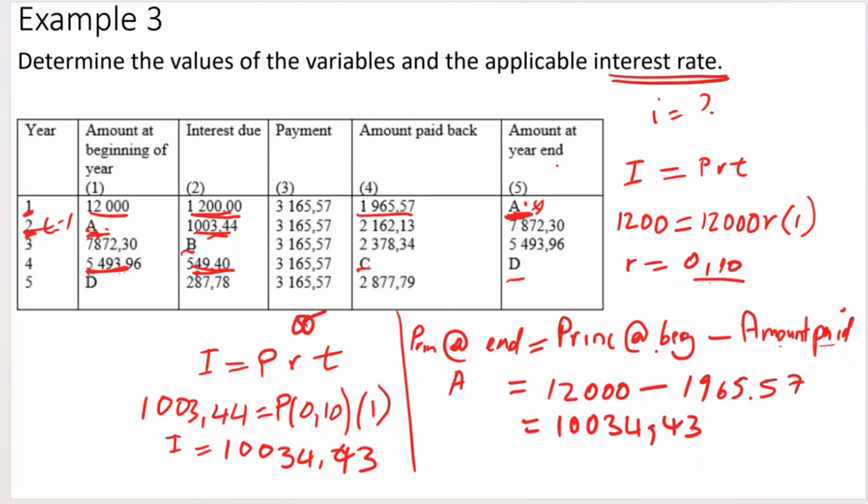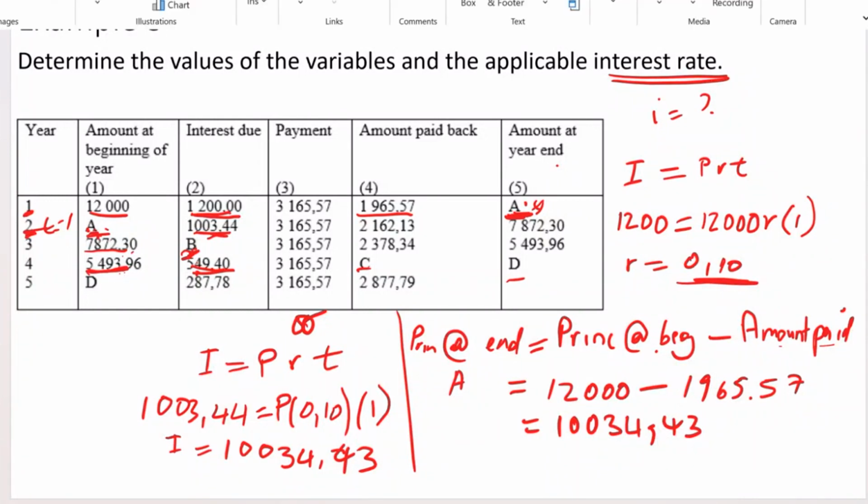And then what is your B? Okay, you can quickly get your B. You know that your B can be calculated because you've already calculated your 10%. To get your B, you can say 78,72,30 multiplied by 10%, then you get your B. If you are not happy with that way of thinking, get the formula again.